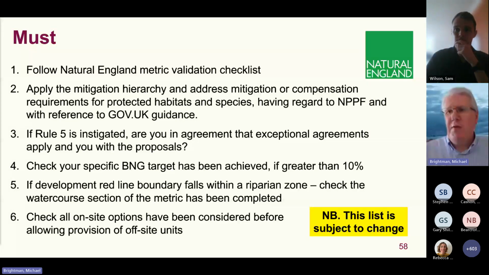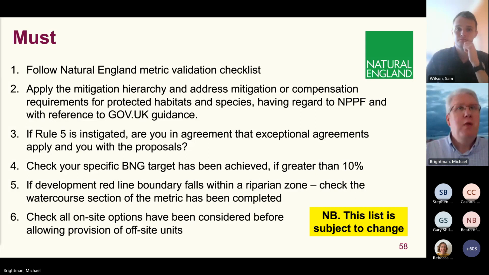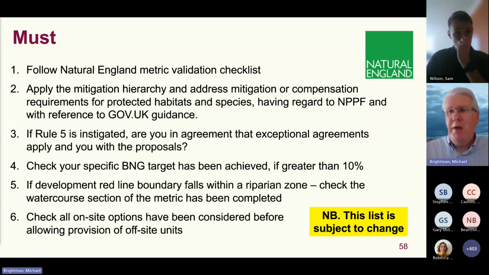Natural England's metric validation checklist is not statutory, but everything that's on there is statutory, which is why I'm able to say that you must follow it. You must also apply the mitigation hierarchy, address mitigation or compensation requirements for protected habitats and species. And in doing so, have regard to National Planning Policy Framework and, with regards to irreplaceable habitats, to gov.uk guidance.